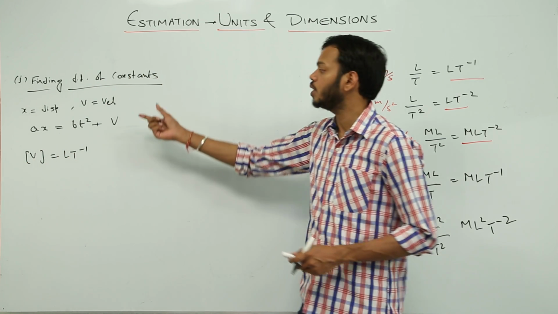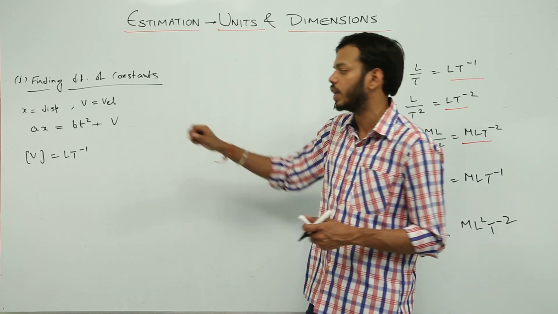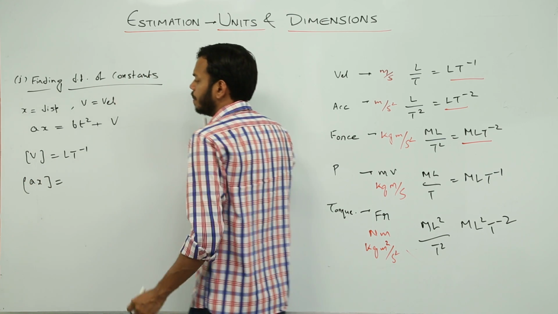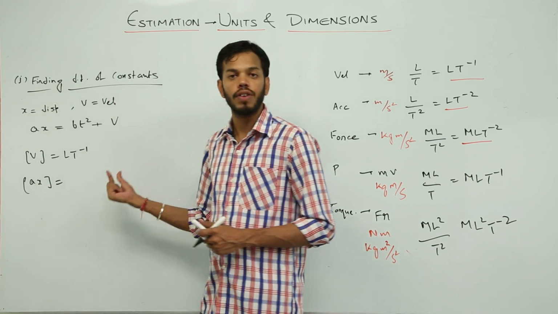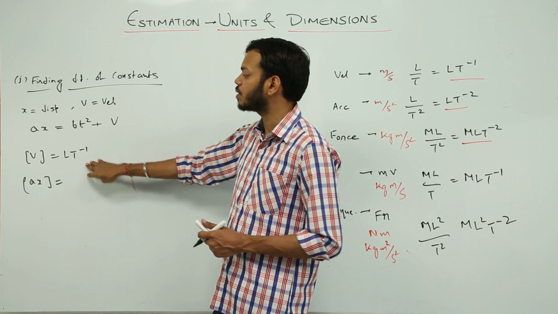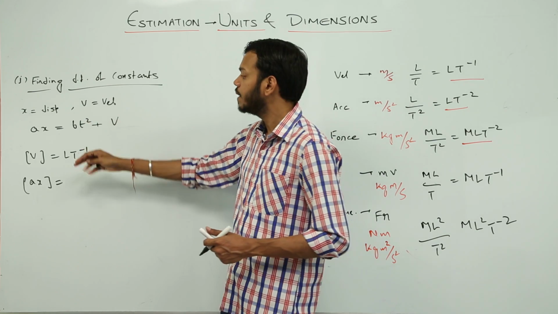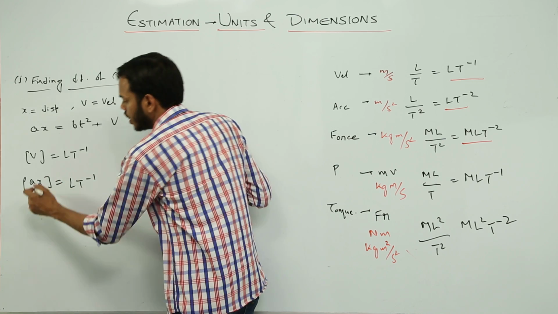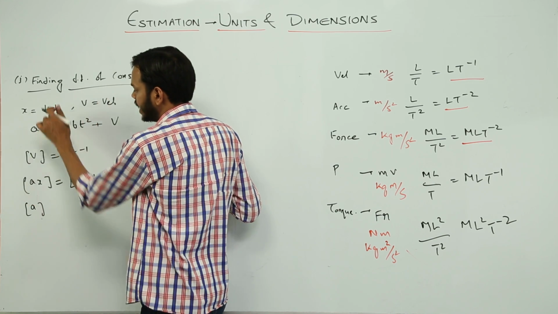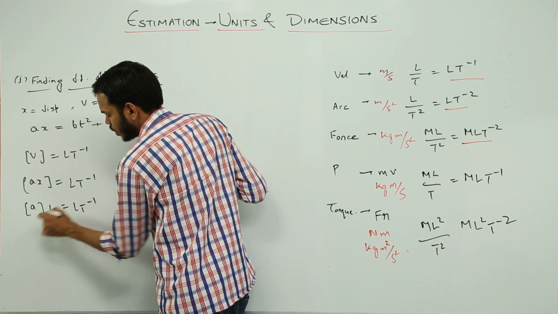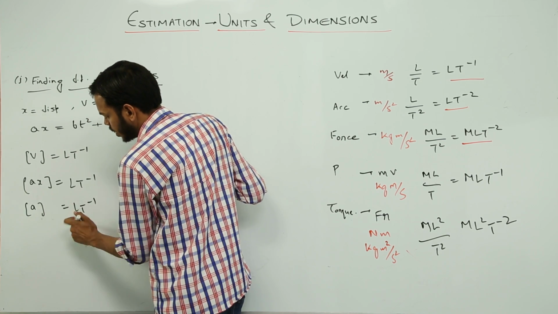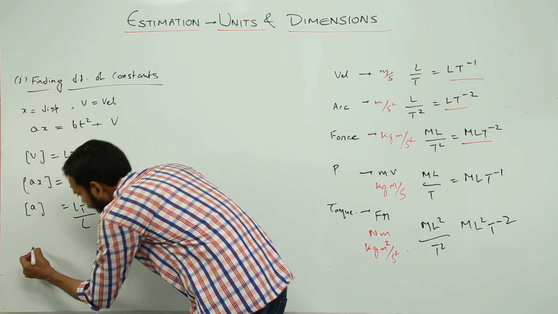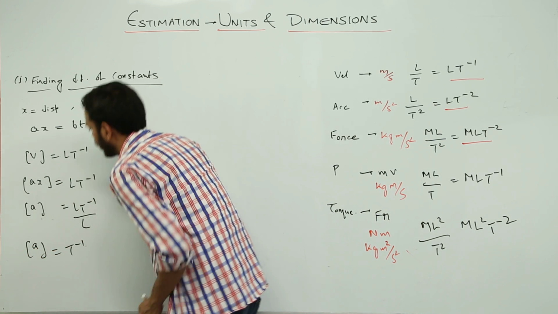I started with V because this is the only term in the given equation whose dimensional formula is known to us. Then AX. What is AX? I don't know. I want to write the dimensional formula of A and X, but we already know according to the principle of homogeneity that the overall dimensional formula is going to be LT⁻¹. A, I don't know. X is displacement, which is L. So L cancels out, and I get the dimensional formula of A as T⁻¹.